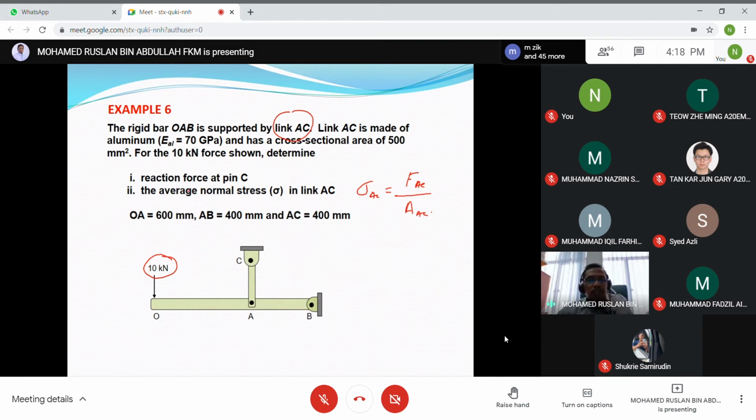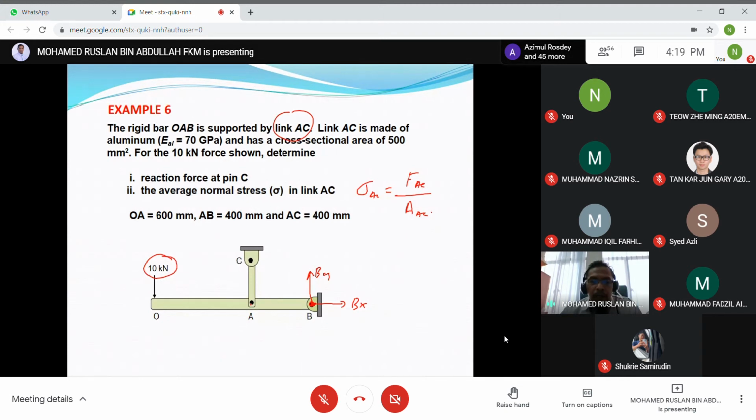So we go one by one. The first one is the reaction force at pin C. So what you have to do is draw the free body diagram. Let's say this is the By, and this is Bx, because this is a pin connection. This is a pin joint. So we have two forces here, Bx and By, the components in x direction and y direction.